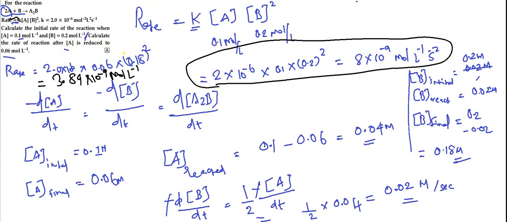And the second part, what they had given: calculate the rate of the reaction after A is reduced to 0.06 mole. So A initial has been given as 0.1, and A final has been given as 0.06. From this we are finding out the A reacted. From the A reacted, we are finding out the B reacted. From the B reacted, we are finding out the B final. So by substituting the B final in the equation, we are getting the final value 3.89.